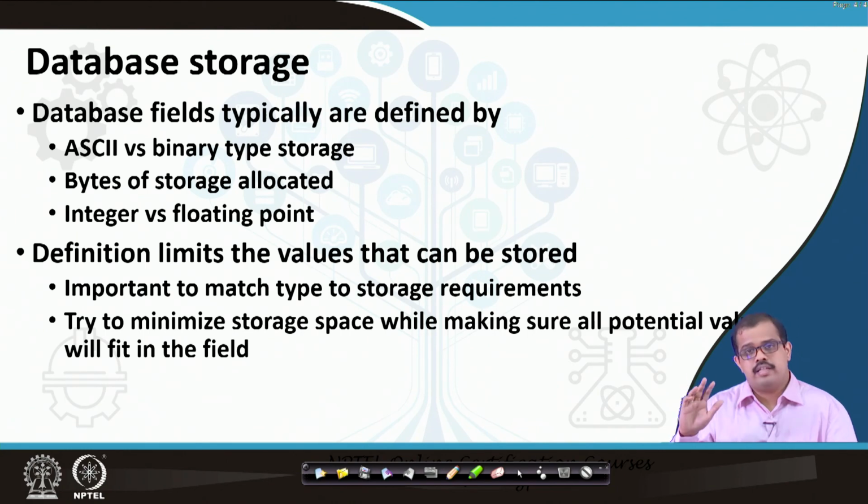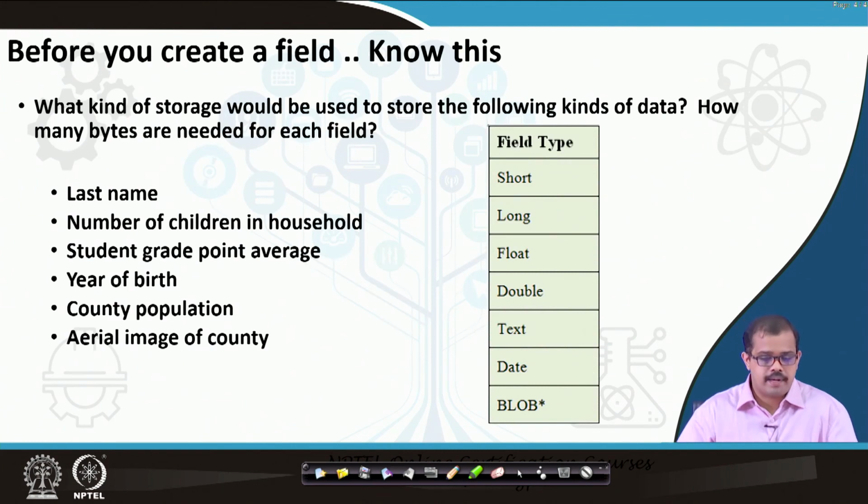When you are looking at floating point, there are certain operations where floating point is a must, so use floating point. There are certain definitions that limit the values that can be stored. Then it is important to match types to storage requirements, and try to minimize storage space. That is very important in terms of database storage. That's why you use compacting.